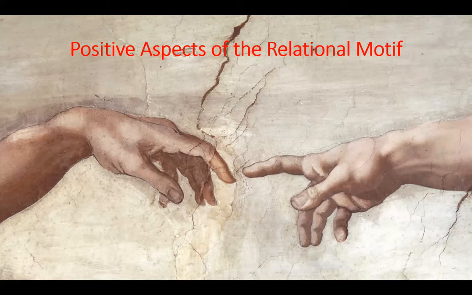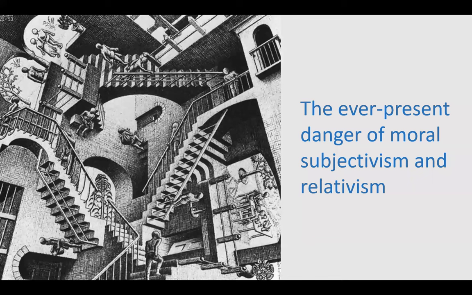And just like the other two motifs, there are some negative aspects to the relational motif. The first of these is the ever-present danger of moral subjectivism and relativism. This is perhaps the greatest problem with this view. It tends to put way too much power in the sinful self as the arbiter of ethical living and then largely ignores the objective standards revealed to us through God's word. So this is a very negative aspect of the relational motif.